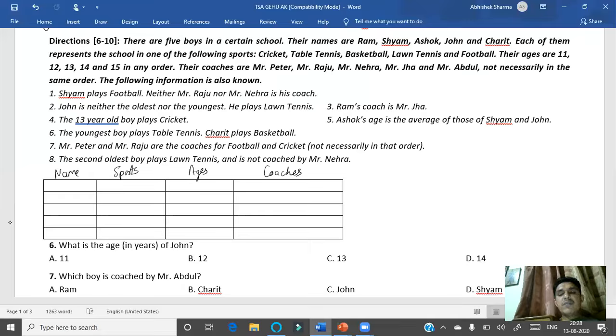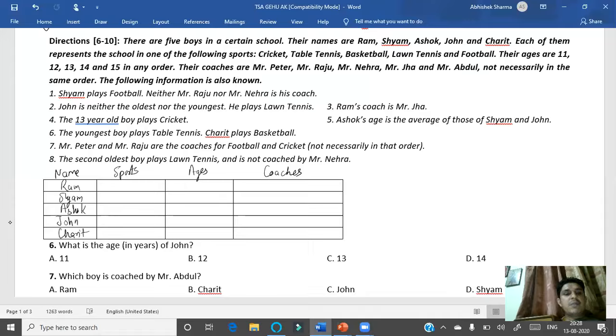In the master column we have to put the name of the person serially, so we can write Ram, Sham, Ashok, John, and Charit, right? And thereafter just start reading the statements and put them in one by one.